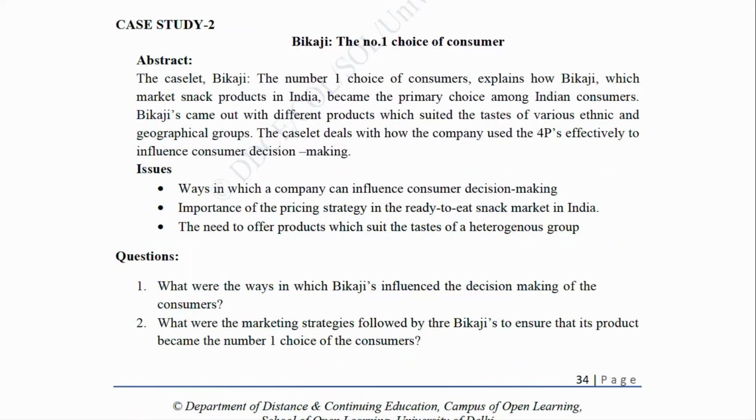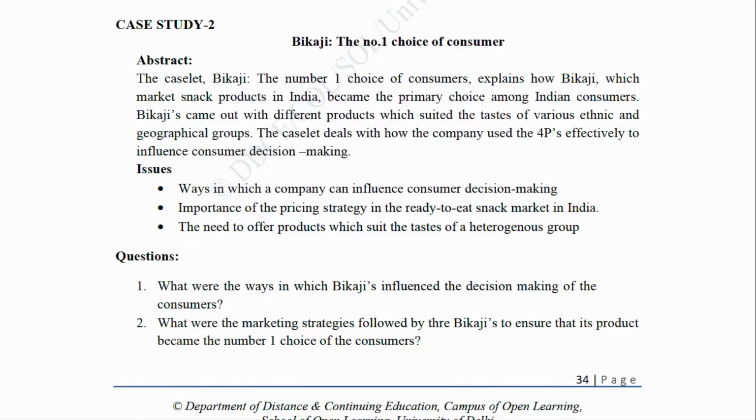Case study number 2. Bikaji, the number one choice of consumer. Abstract. The caselet Bikaji, the number one choice of consumers, explains how Bikaji, which markets snack products in India, became the primary choice among Indian consumers. Bikajis came out with different products which suited the taste of various ethnic and geographical groups. The caselet deals with how the company used the 4 P's effectively to influence consumer decision making.